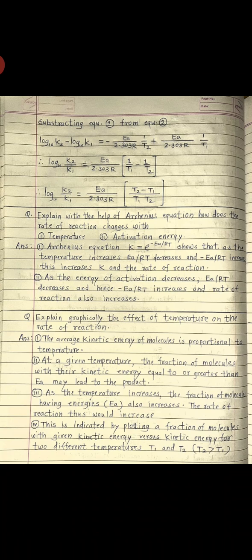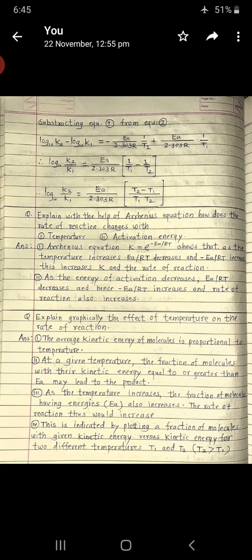As for the energy of activation, now see what the effect of activation energy is. As the energy of activation decreases, EA upon RT decreases and hence minus EA upon RT increases and the rate of reaction also increases. After increasing the temperature, EA upon RT decreases, minus EA upon RT increases and because of that, what happens to K and the rate? They increase. This increases K and rate of reaction with the increase in temperature.